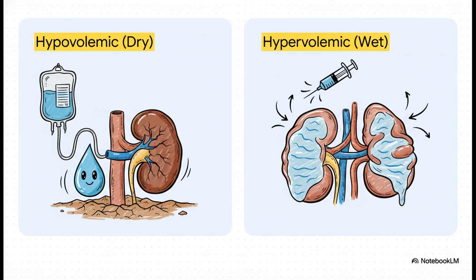If the patient is dry, maybe they've been vomiting for days, your job is to give them fluids, usually a good bolus of 1 to 3 liters of isotonic crystalloids to get those kidneys perfused again. But if they're wet, you're hearing crackles in their lungs, they're in pulmonary edema, you need to do the exact opposite. You've got to get that fluid off with IV loop diuretics like furosemide.